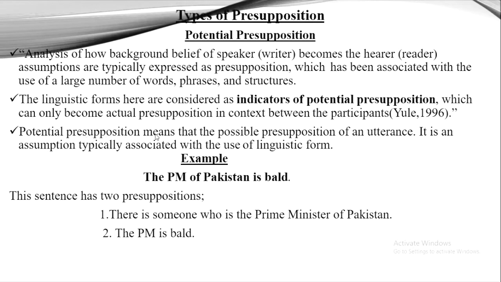Potential presupposition means the possible presupposition of an utterance, an assumption typically associated with the use of linguistic forms. For example, "The PM of Pakistan is bald." This sentence has two presuppositions: there is someone who is the prime minister of Pakistan, and this person, called the Prime Minister of Pakistan, is bald.